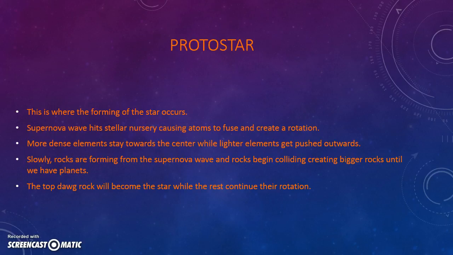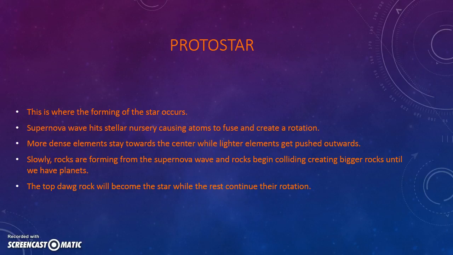The protostar is the real deal. This is where planets are formed. When the powerful wave of the supernova hits the stellar nursery, a rotational movement is created, keeping the more dense elements towards the center and sending the lighter elements towards the outside. Atoms collide, forming chunks which collide with other chunks to continuously get bigger and bigger. The biggest chunk will become the star.